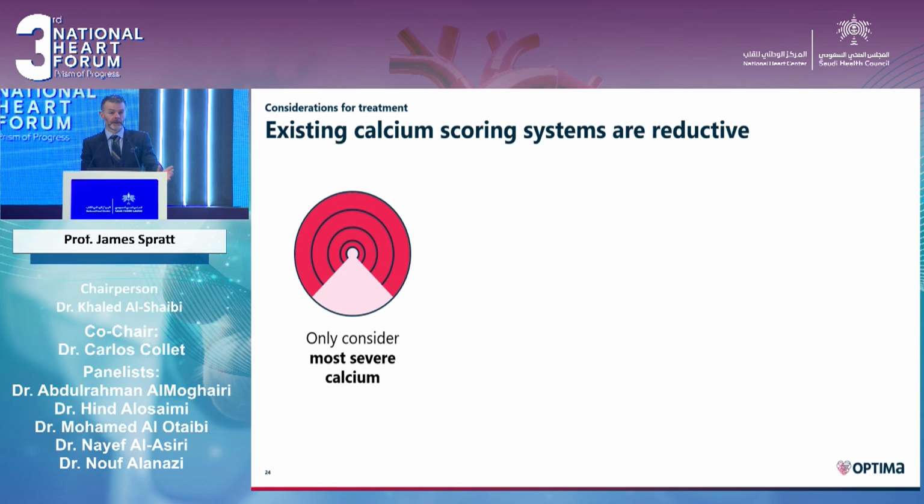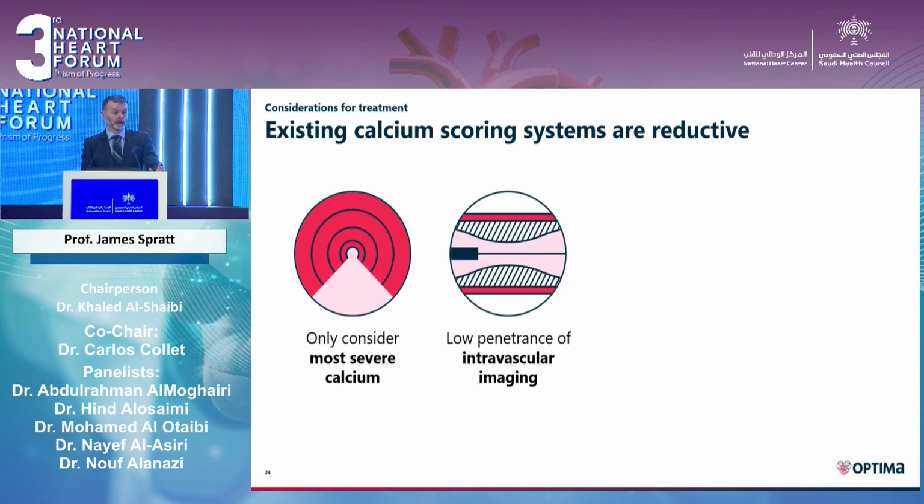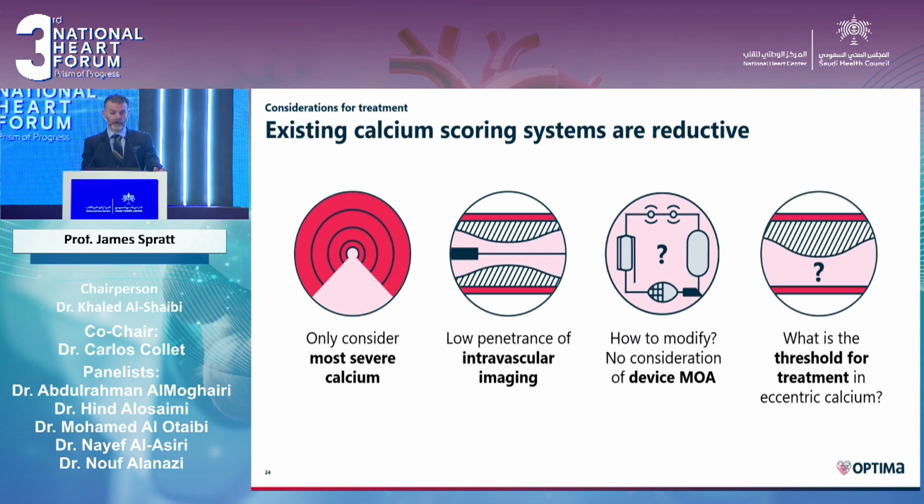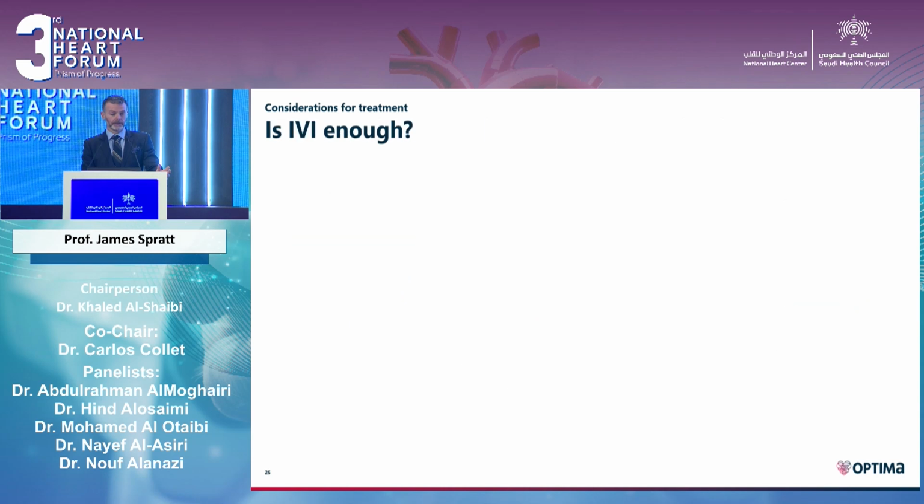They're often considered the most severe part of calcium. There's a relatively low penetrance of imaging, as we talked about in the first session. There's no consideration of how to treat based on morphology, and we don't understand what the threshold for treatment is in eccentric calcium. So there's a lot of work to be done.